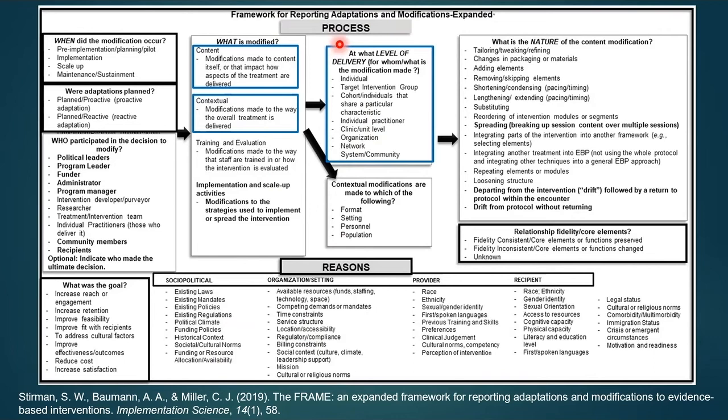And they talk about recording on the process level: when did the adaptation occur? Were the adaptations planned? Who participated in the decision to make the adaptation? What was the goal of the adaptation? What was modified? Was it the content of the intervention? Was it contextual modifications? Were they modifications to training and evaluation of the intervention? At what level did the adaptation occur? What is the nature of the content modification, and so forth.